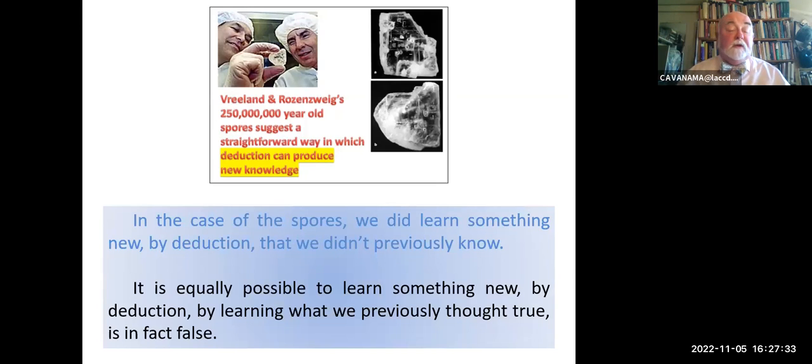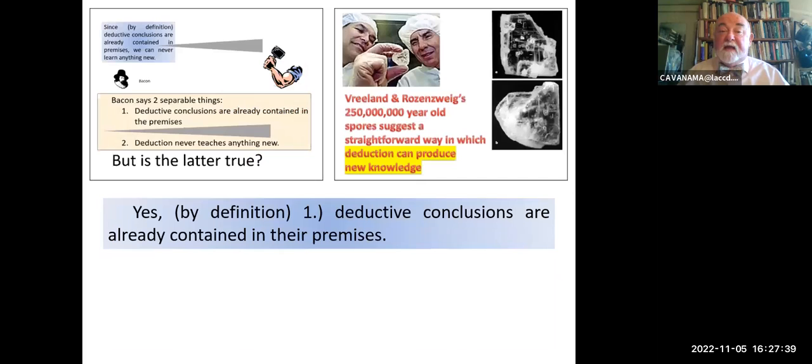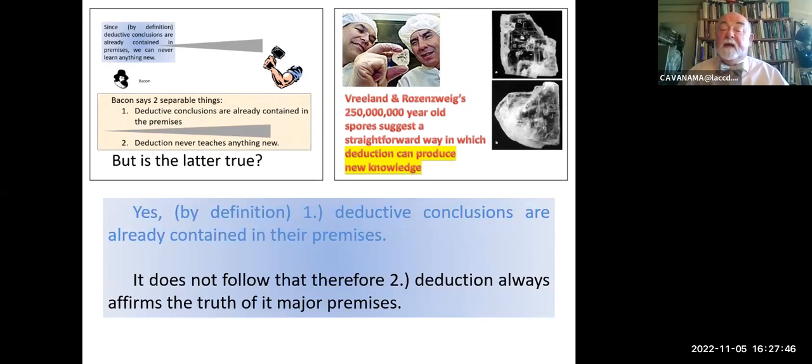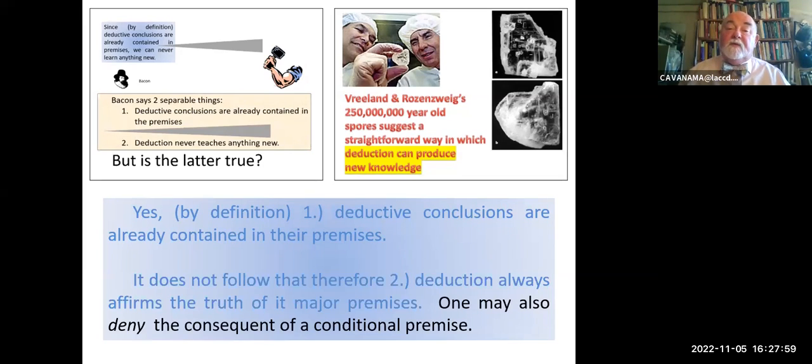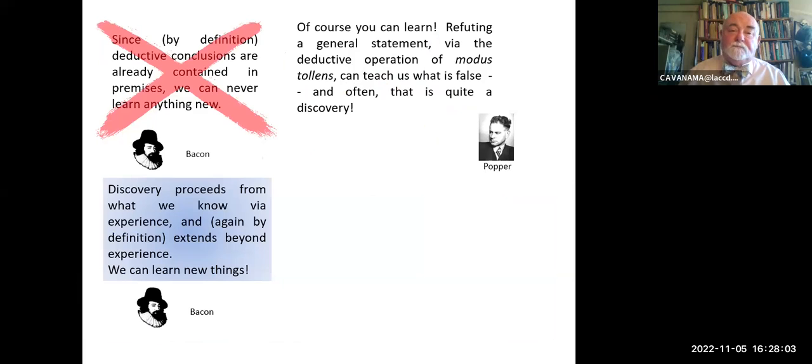It's equally possible to learn something new by deduction by learning that what we previously thought was true is in fact false, and the whole history of science does that a lot. So yes, by definition, deductive conclusions are already contained in their premises, but it doesn't follow, as Bacon thought, that deduction always just affirms the truth of its major premises. The premise itself is new, and sometimes the deduction denies part of the major premise. One could deny the consequent in particular.